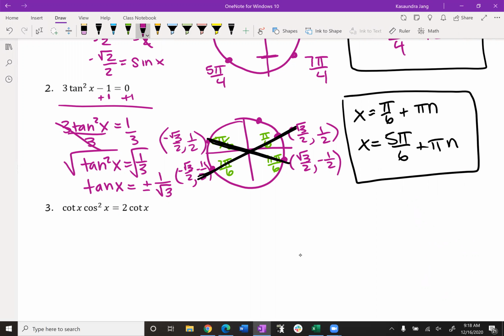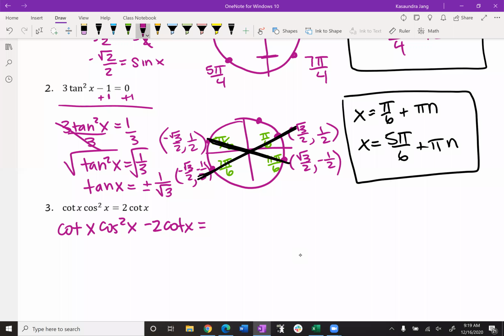All right, I'm going to get all of this on the same side first. Cotangent of x times my cosine squared of x. I'm going to subtract the 2 cotangent of x over, make it all equal 0.